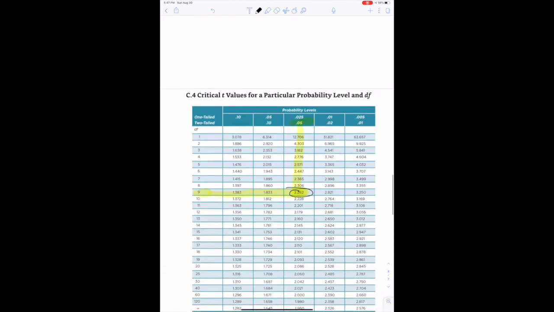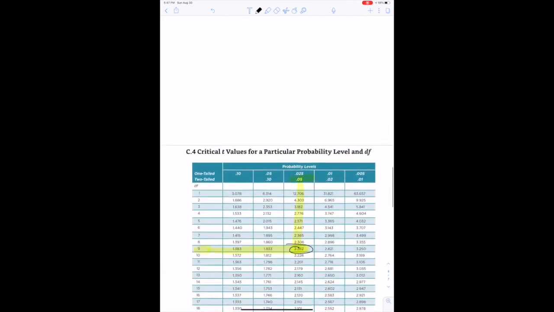This is a positive 2.262. This is a negative 2.262. Any score that falls here and beyond or here and beyond, we reject. That's the region of rejection. Any score that doesn't, we fail to reject. So what's our t obtained again? 2.77. 2.77 falls right here.